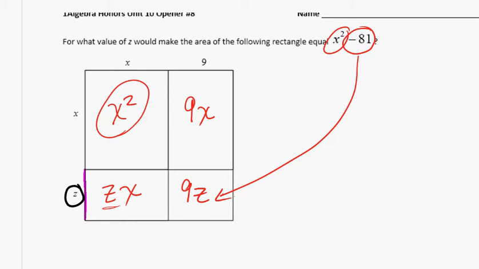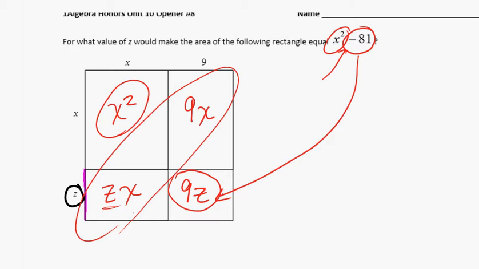So somehow I need to choose a value of z that makes this bottom term negative 81. And also, I don't have a middle term. I don't have anything with just an x, which means when I add these two items together, they need to equal 0. So I'm looking at 9x plus zx must equal 0. And I'm looking at 9z must be negative 81.